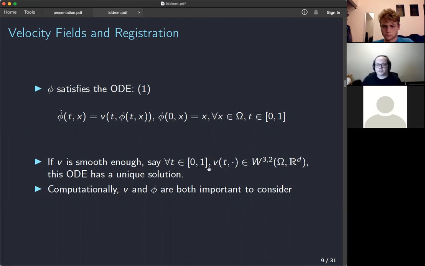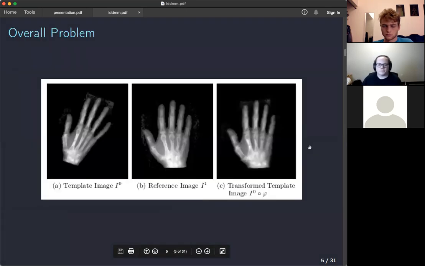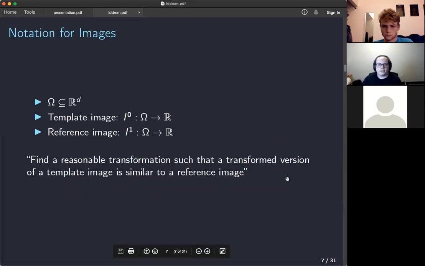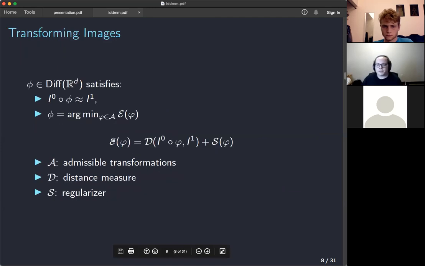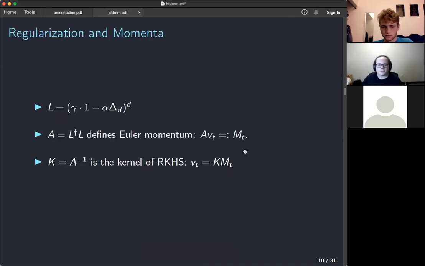Now, when we do this computationally, you want to find both our grid warping phi and our velocity field v in order to better do our image registration problem shown here. So instead of E of phi, our energy functional is now going to be E of phi comma v. So we have 2 parameters at play here.